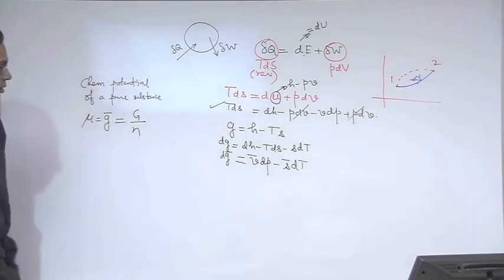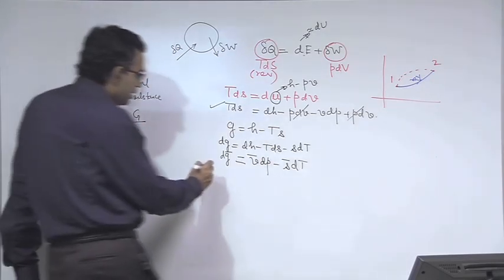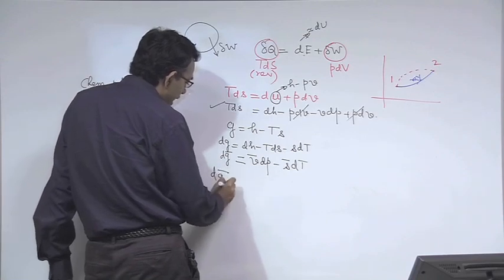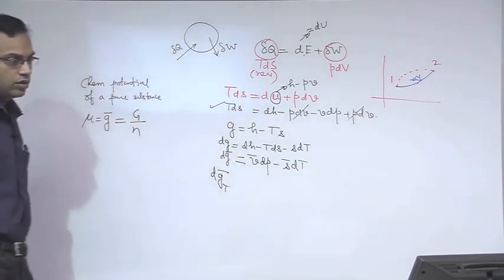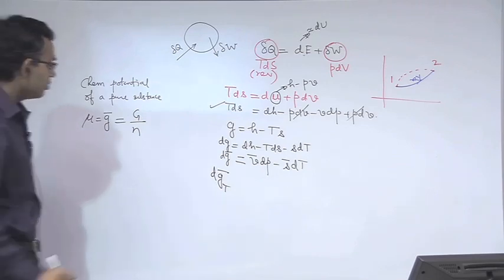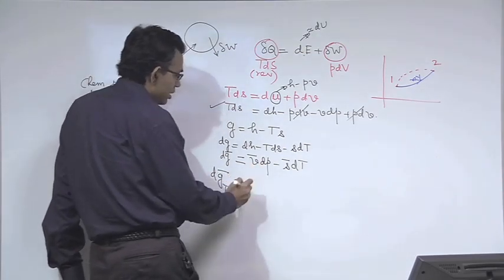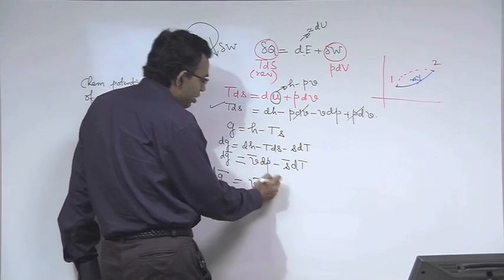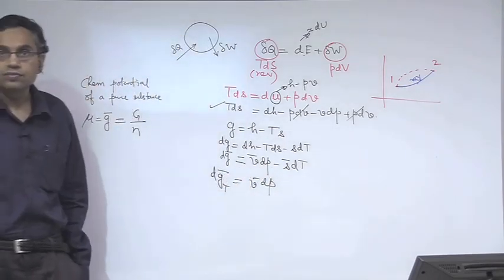So you can write dG at constant T, which is equal to what? This is equal to Vdp, because at constant T, dT is equal to 0.